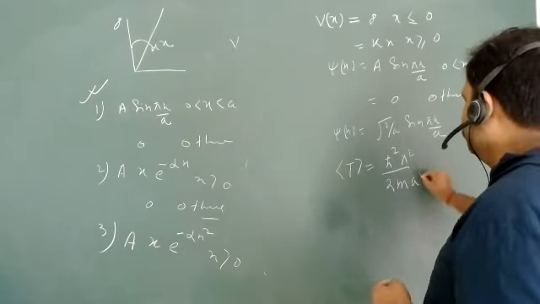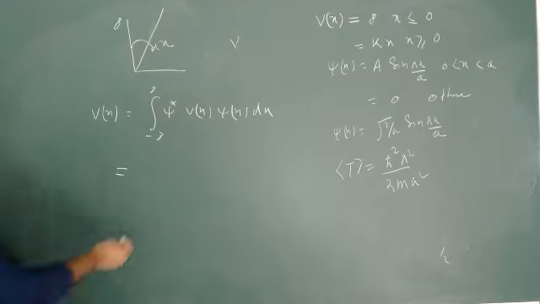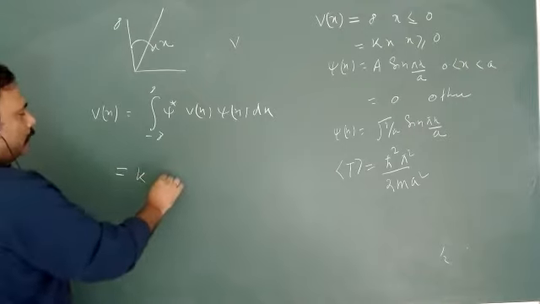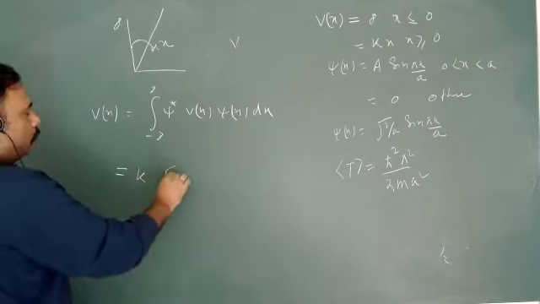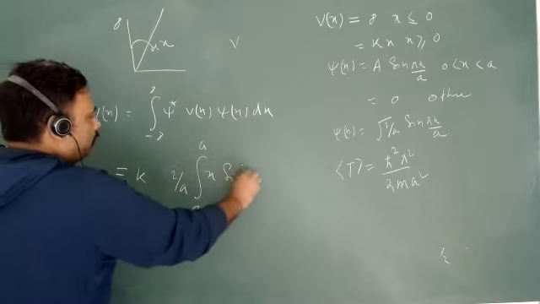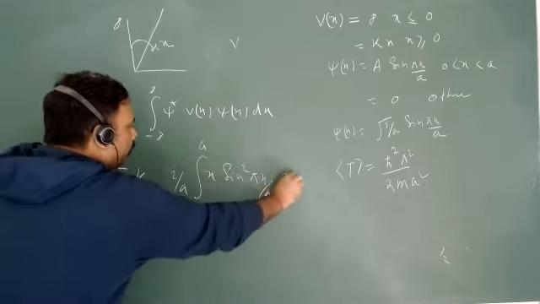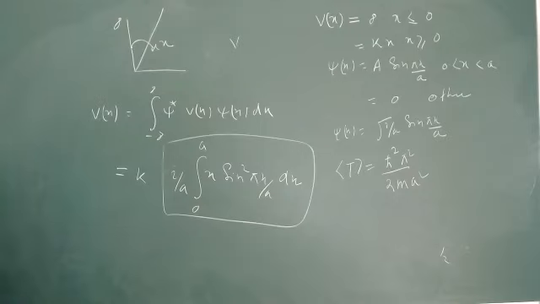So my potential energy V(x), we go from minus infinity to plus infinity of psi star V(x) psi(x) dx. Don't worry. So k will be outside. You have root 2 upon a, integral 0 to a of x sin square pi x upon a dx. What is your guess wave function? What is this integration? Anyone? What is this integration?